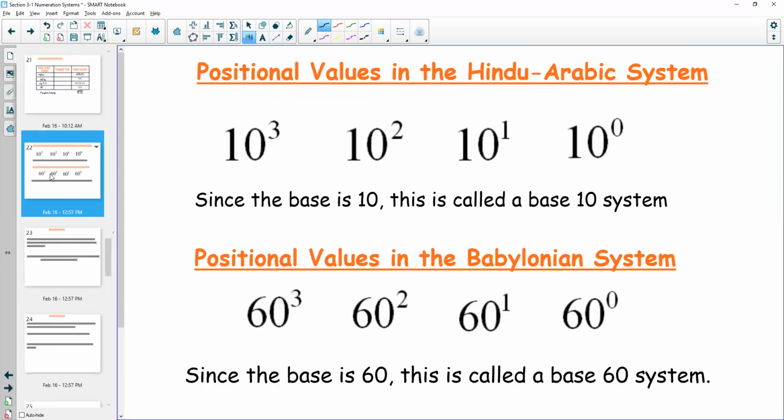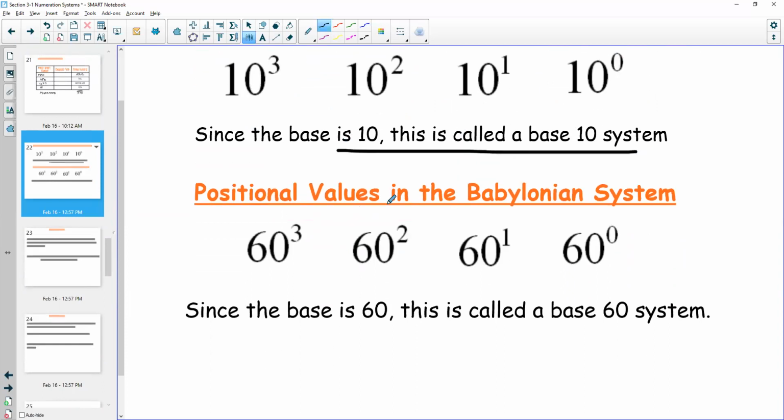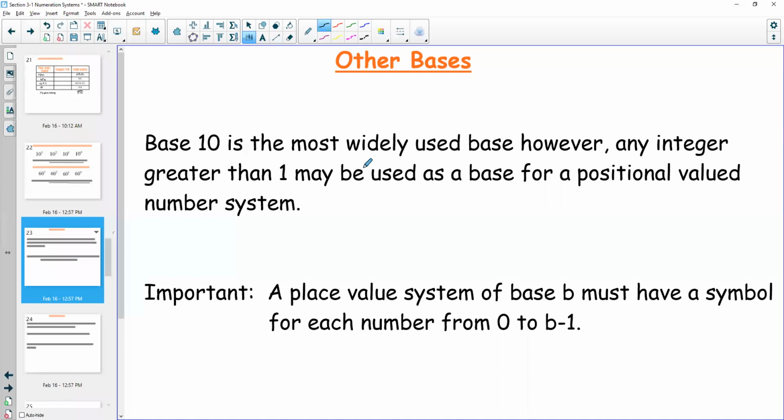So positional values in base 10 and Hindu-Arabic go 10 to the 0, 10 to the first, 10 to the second, 10 to the third. This is base 10. Positional values in Babylonian go 60 to the 0, 60 to the first, 60 to the second, 60 to the third. This is base 60. We can do math in other bases, okay? What we use to transact our lives, to do money, to count things is base 10. But that doesn't mean it's the only base out there, okay?